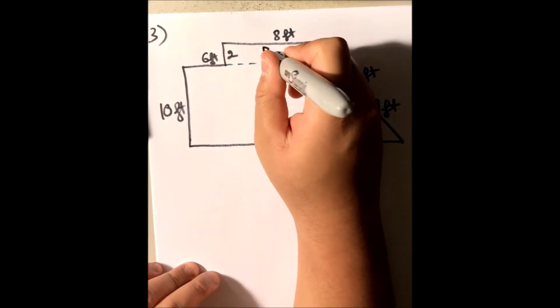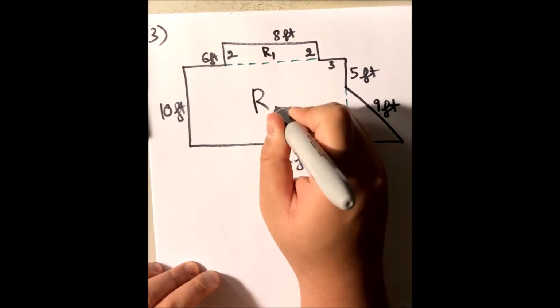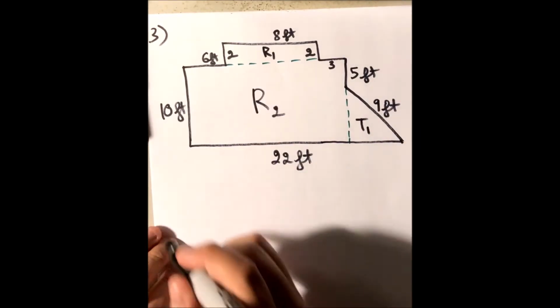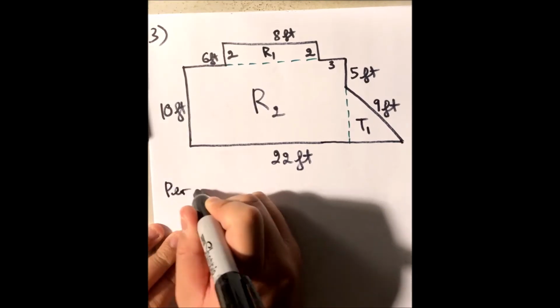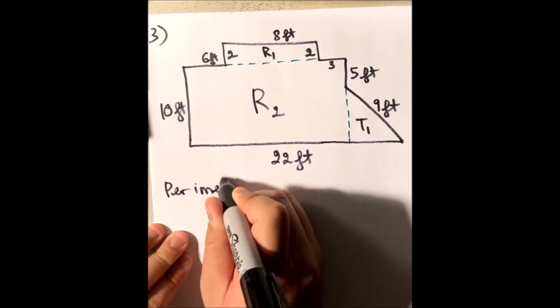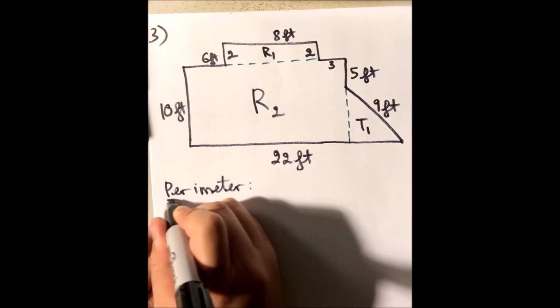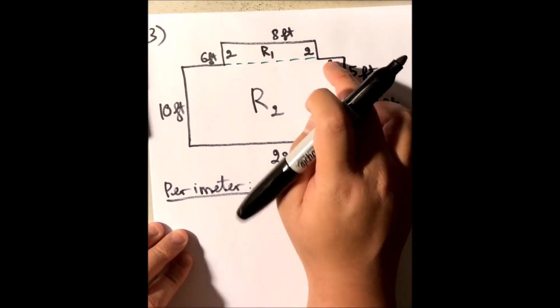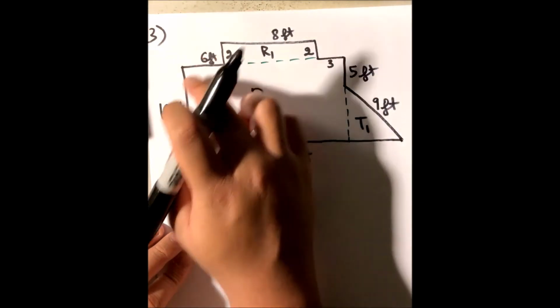This is going to be rectangle R1, this is rectangle R2, and this is triangle T1. Okay, if we want to find the perimeter, just add all the sides of this irregular shape together. So that's going to be 22 plus 9 plus 5 plus 3 plus 2 plus 8 plus 2 plus 6 plus 10.